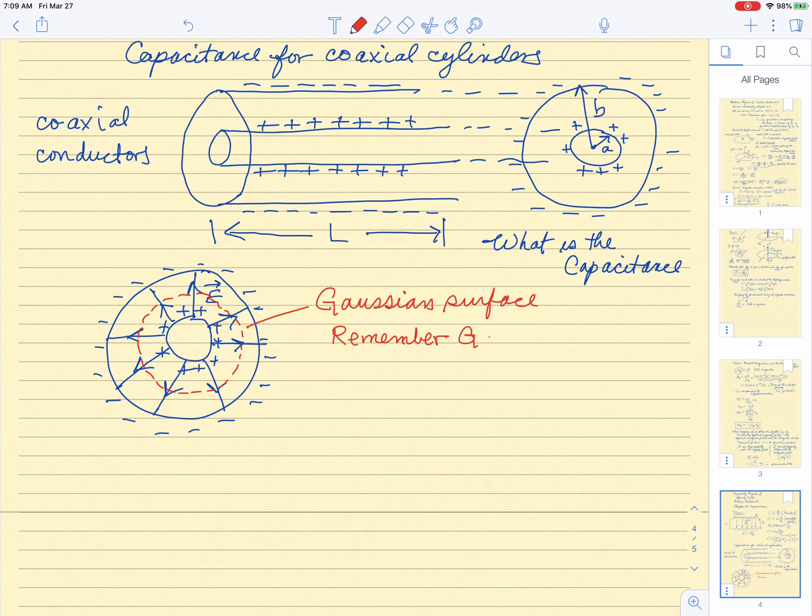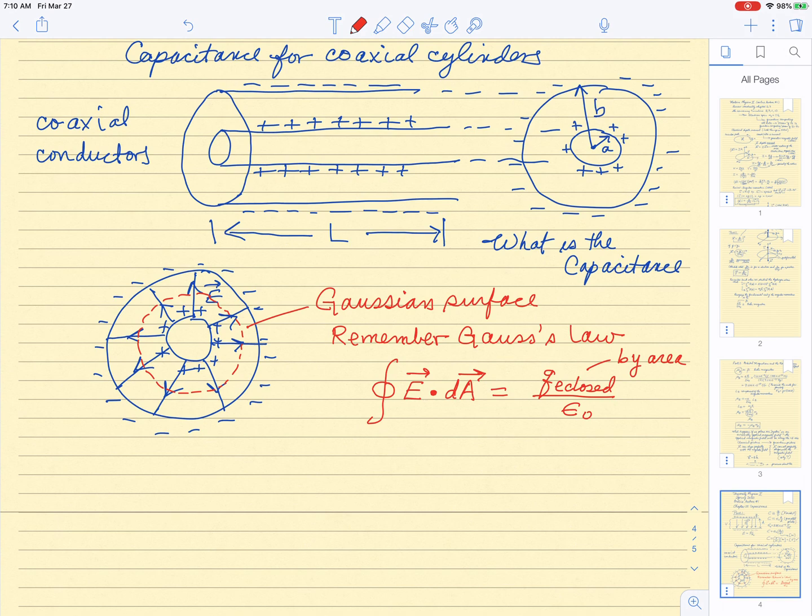So remember Gauss's law, that the integral around some surface, and this is a Gaussian surface, right? The electric field dot product into the area element is going to be equal to the charge enclosed by that area, charge enclosed by the area divided by epsilon naught.